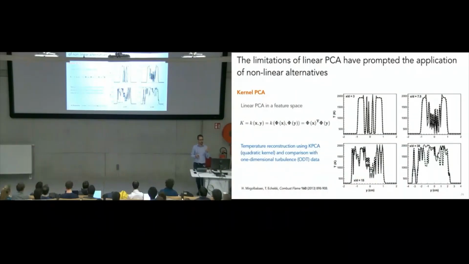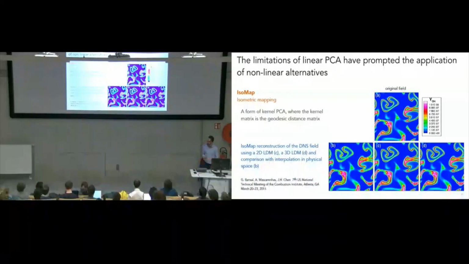Anyone familiar with that? It's a one-dimensional turbulence simulation where the three-dimensional mapping is built using a statistical approach. Okay? And then you see isomap, isometric mapping. Has anyone used it? This is also another approach which is very similar to kernel PCA, but here the difference is that the kernel is the geodesic distance between the points.